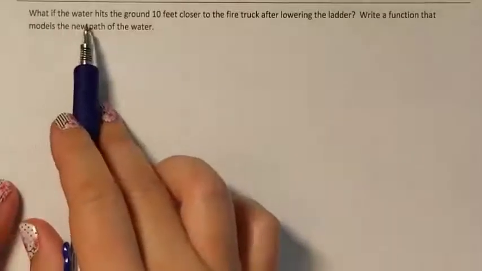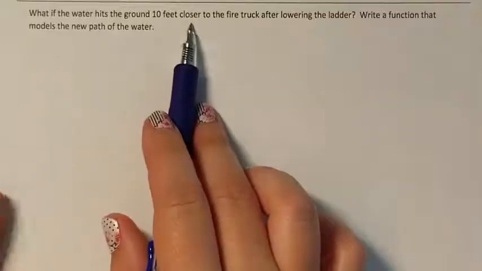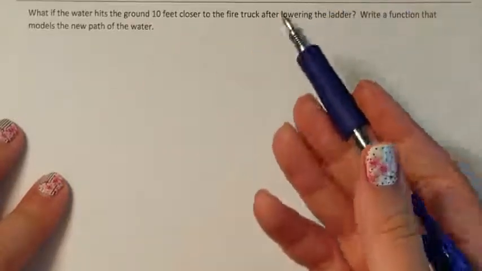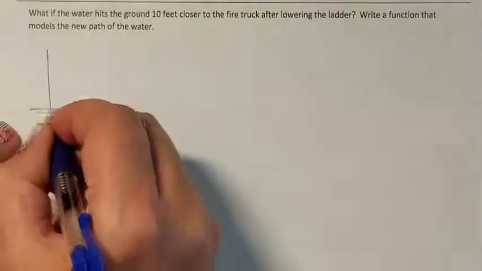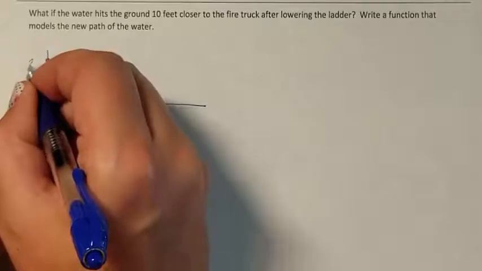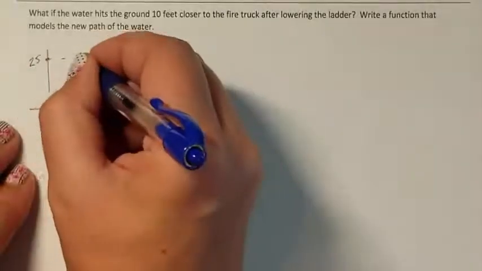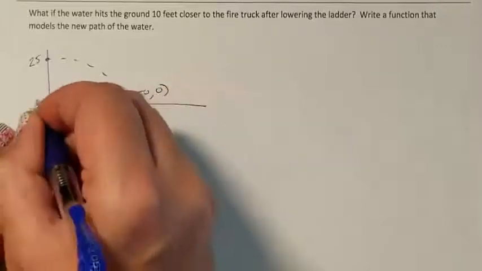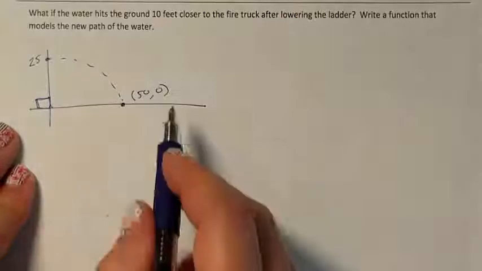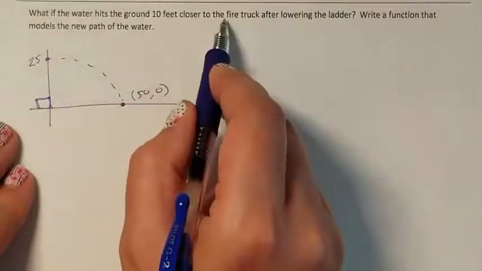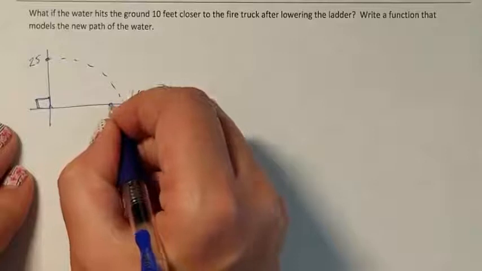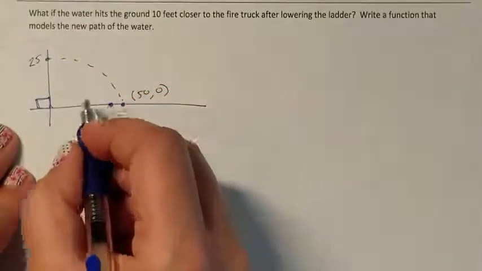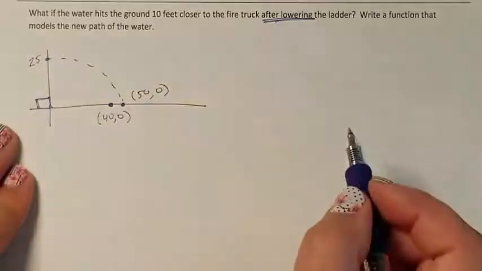Well, what if the water hits the ground 10 feet closer and we were lowering the ladder? The first problem asks you to go 10 feet further, and there we used Desmos. My ladder was 25 feet in the air, and when the ladder was 25 feet in the air, it landed 50 feet away from my truck. But now I want to hit 10 feet closer to my truck, which means I need to hit right here, which is at 40. If I'm getting closer, that meant my ladder needed to be lowered.